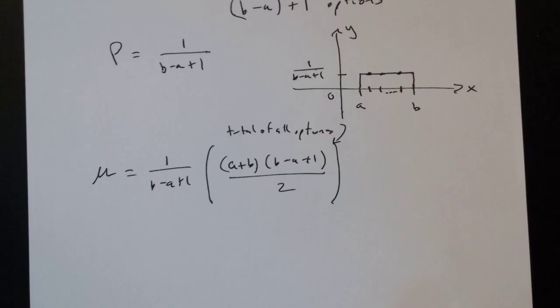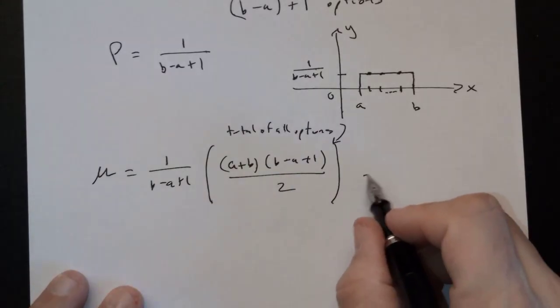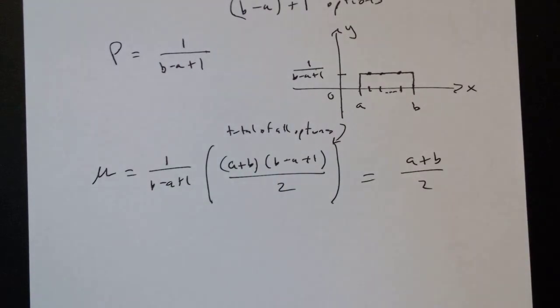But notice, these are going to cancel. Leo, what's that going to give me if these cancel? It'd be A plus B over 2. Which is exactly the middle, the way you said it, wasn't it? That works out perfectly if we think about the average as a balance point.